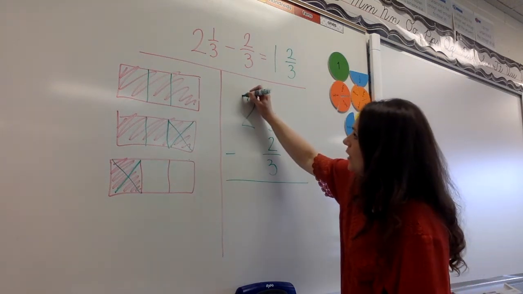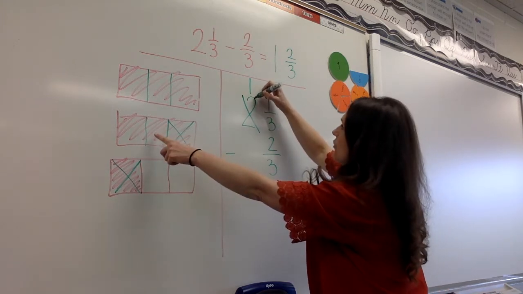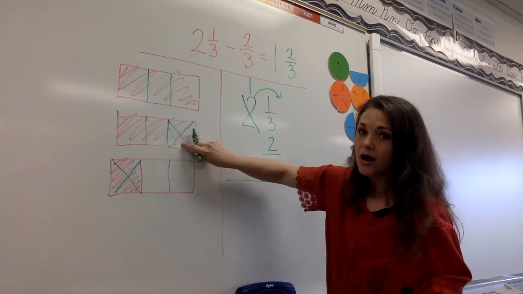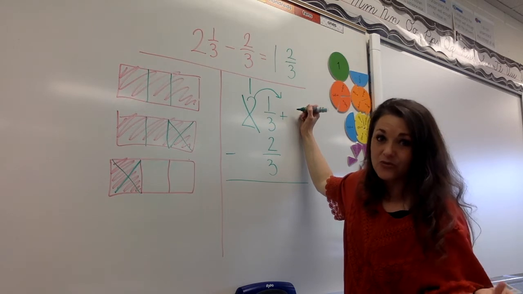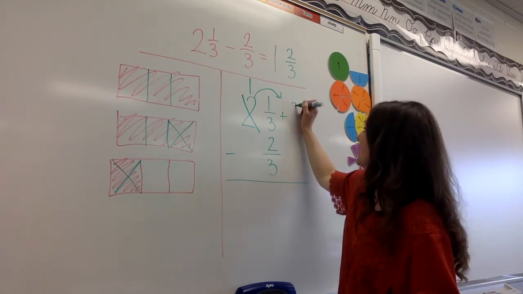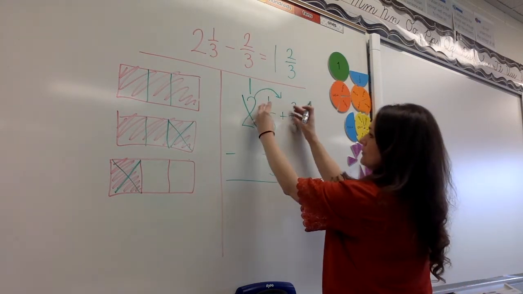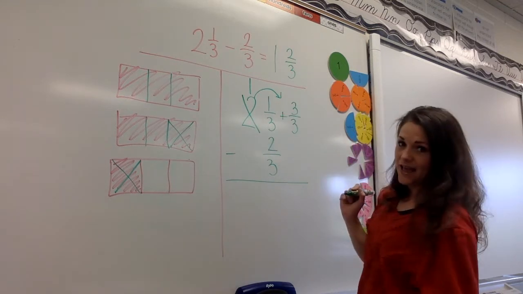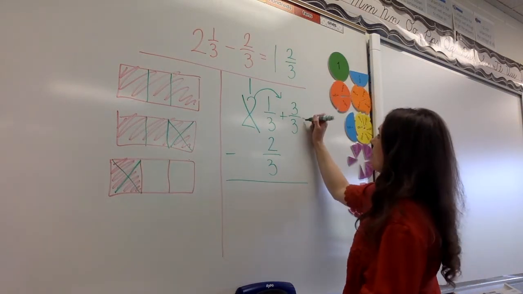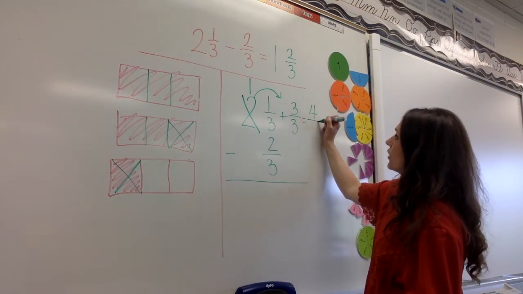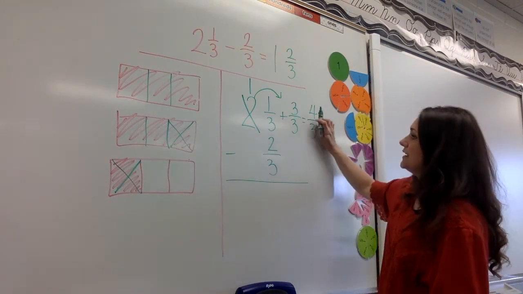So we could say, all right, I'm going to borrow this whole and make it a 1. And I'm going to take this whole and break it apart into, what does it take to make a whole if I'm talking about thirds? 3/3, right? So I have my 3/3, I just took that whole, and I'm going to add that together with my 1/3 that I had there. It's like I'm adding these 2 parts together, okay? And that's going to make 1 plus 3 is 4 thirds. So that's how we are getting that 4 thirds pieces.